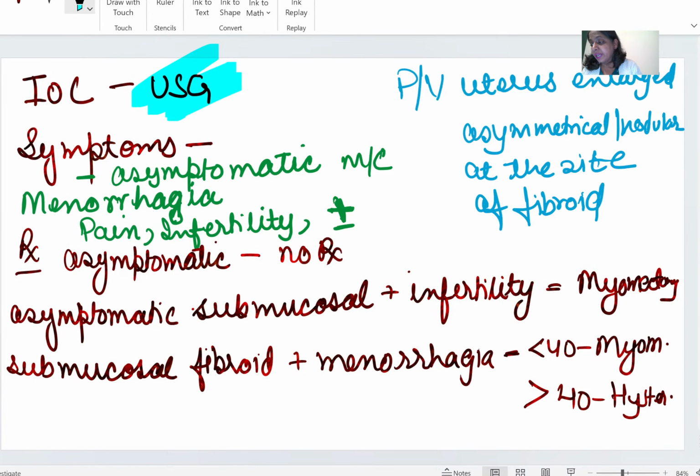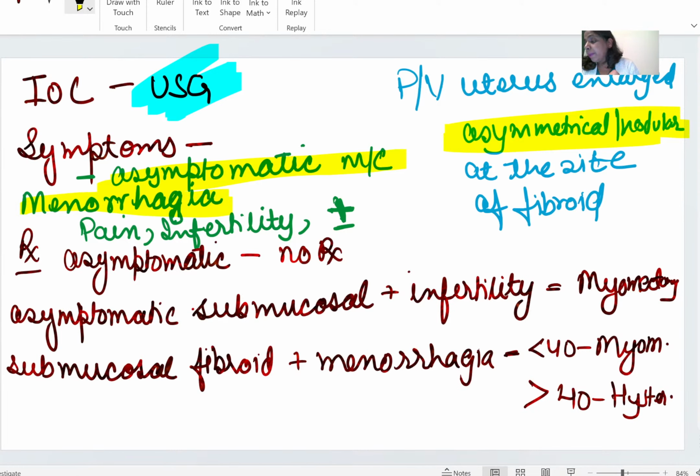What is the PV finding? The PV finding is that the uterus is enlarged, but it is asymmetrically enlarged. Please mind it, it is asymmetrically enlarged. Wherever there is fibroid, only at that site it will be enlarged. Okay, now what are the symptoms? Most commonly, it is asymptomatic. That is why all the females, in spite of such a high incidence, are living a normal life.